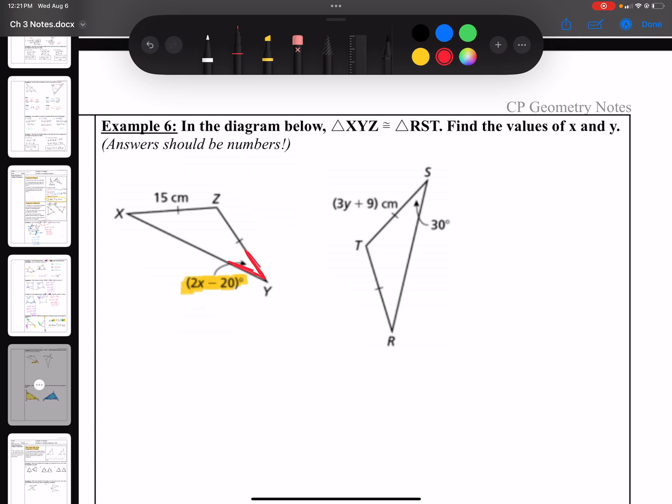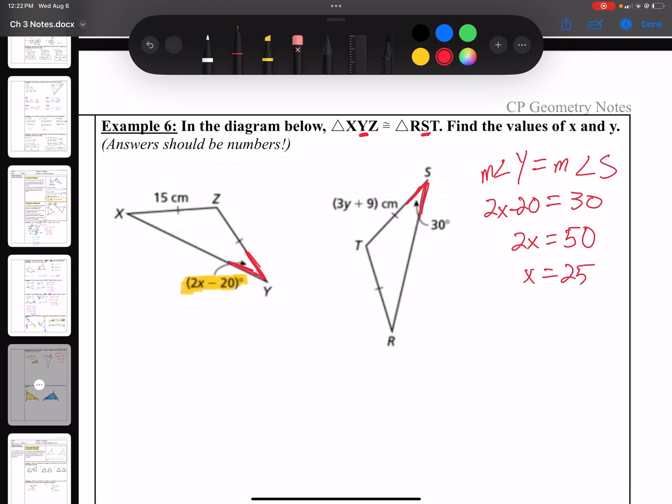If I look at the statement, Y is the middle letter. What's the middle letter here? S, which is how much? 30. So according to the statement, I know that the measure of angle Y has to equal the measure of angle S based on the order of the letters. So that means the 2x minus 20 has to equal 30. We can add 20 to both sides. Add the 20 to the 30 to get 50. Divide by 2, and you get x equals 25.